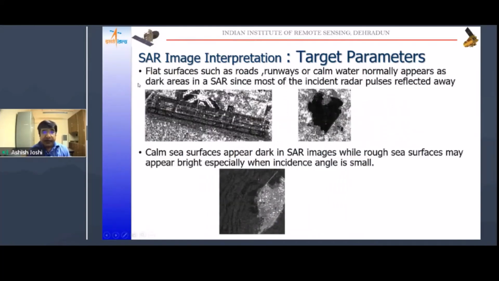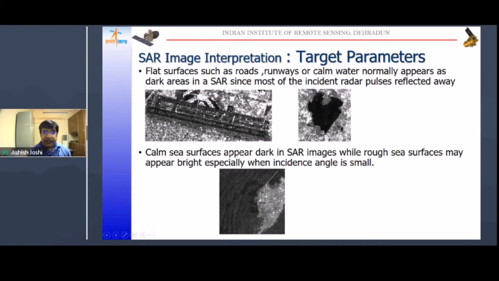Flat surfaces such as roads, runways, or calm water normally appear as dark areas in SAR, since most of the incident radar pulses are deflected away. Due to the specular reflection, these flat surfaces will appear as a darker tone. An airport runway will appear as a darker tone, meaning it will appear black. And calm water like a lake will appear as a darker tone.